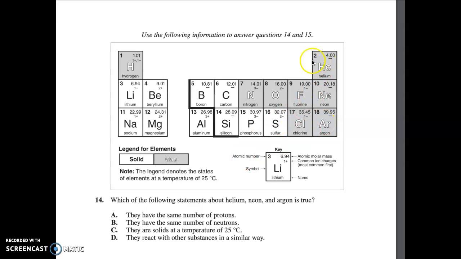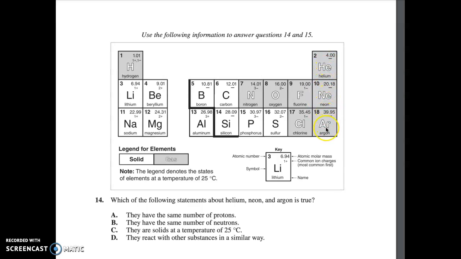Okay, they have the same number of protons? No. Helium has 2, neon has 10, argon has 18. They have the same number of neutrons? No. 4 minus 2 is 2. 20 minus 10 is 10. 40 minus 18 is 22. Okay, so they have different neutrons.